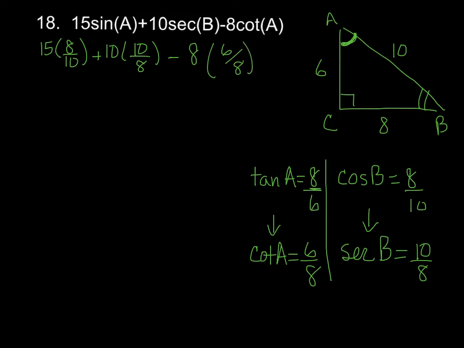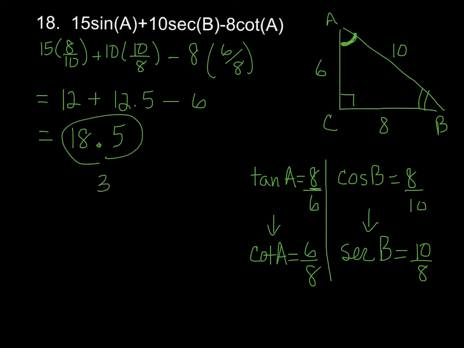All right, so let's just do a little bit of math magic here. We're going to do 15 times 8/10, which is going to be 12, plus, then we're going to do 10 times 10 over 8, which is 12.5, minus 8 times 6 over 8, which is 6. And when we add that all up and subtract, we get 18.5, which is choice 3.